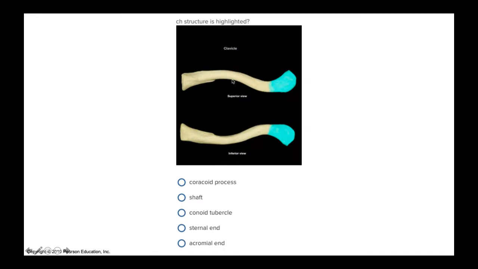Now we're looking at the clavicle. Part of the clavicle is going to articulate with the acromion process, and then the other end of the clavicle is going to articulate with the sternum, specifically the manubrium. So the wider, flatter portion here is known as the acromion end. The sternal end is more round.